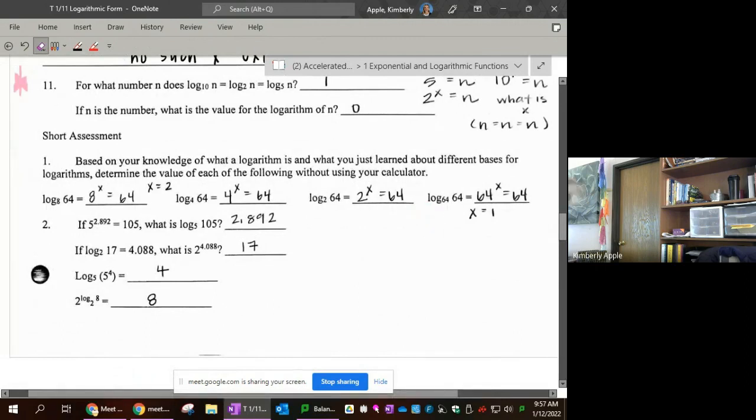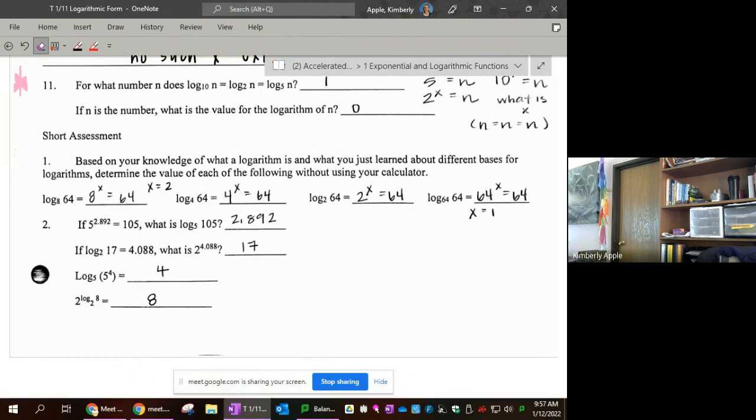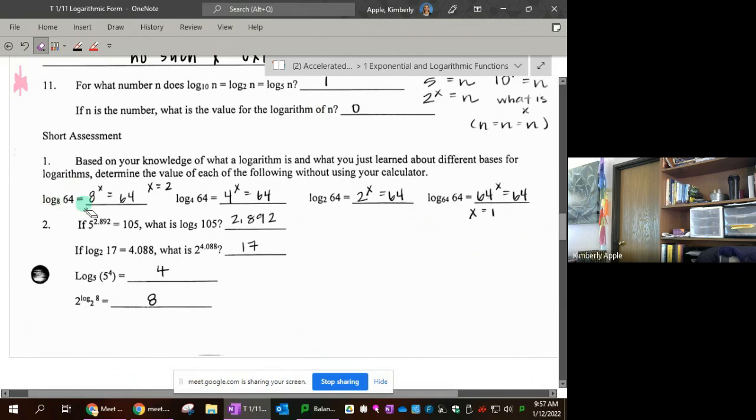So, all right, let's do this brief little assessment at the bottom. Let me walk through my thinking with you just to kind of highlight how I approach these problems. Based on your knowledge of what the logarithm is, and when I talk about the definition of the logarithm, what I mean is changing it between the exponential and the logarithmic. That's our main tool for problems like this. So if I take log base 8 of 64, what that actually means is 8 to what power gives me 64? And it would be 2. 8 squared is 64. So my answer in this case is x equals 2.